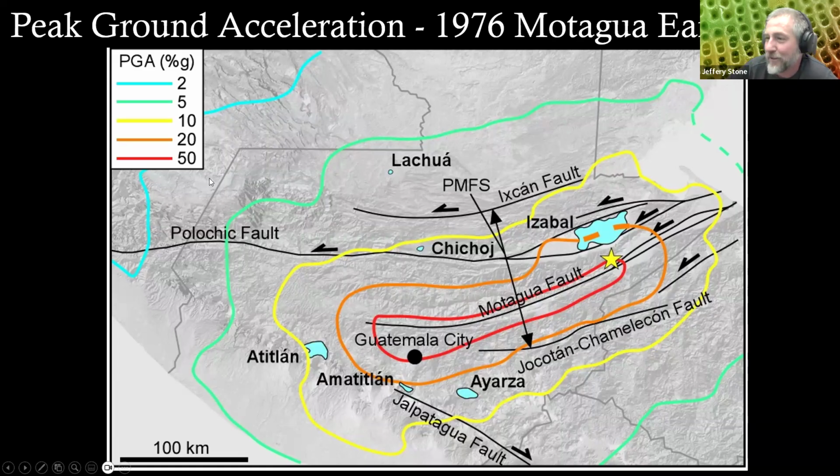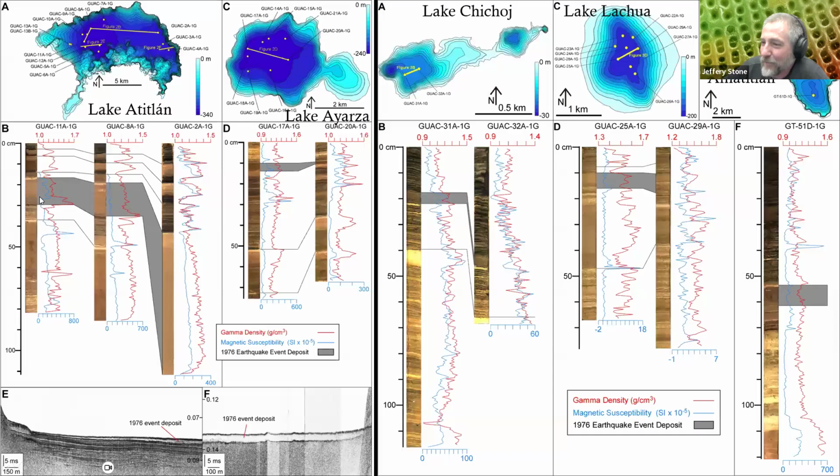And Jonathan's actually collected cores from all of these lake systems because they were there for the entire spring, two springs ago. For months, they were coring. But what you can see is actually in all of these lake systems, except for Izabal, there's a distinct earthquake deposit that we've been able to recover. So here's Atitlán. Earthquake deposits are in gray. Here's Lake Ayarza with gray cores collected that show the earthquake deposits. Here's Chicho with the same thing. Here's Lechua with the same thing. And here's an earthquake deposit from Amatitlán. There's actually another one down at the base of that one.